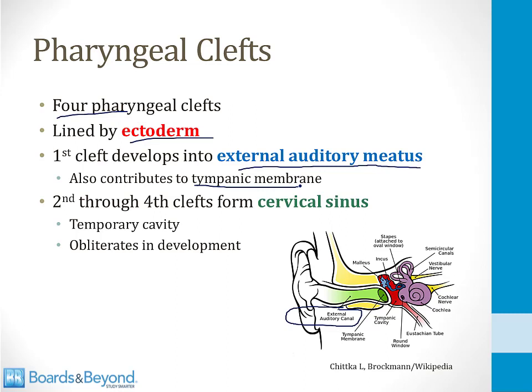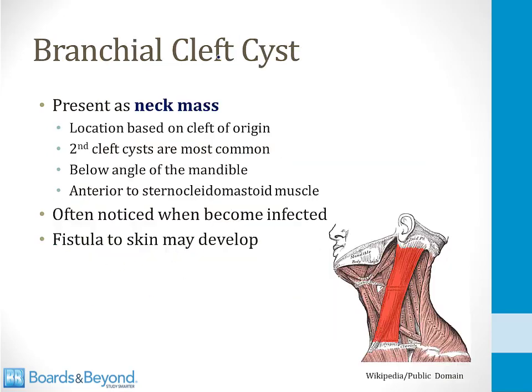And the pharyngeal clefts are fairly easy to remember in terms of what structures they form in the adult, because the second through fourth clefts really don't form anything important. They develop into a structure called the cervical sinus, which is a temporary cavity in the embryo that obliterates during normal development.